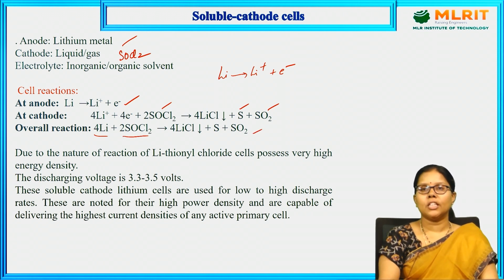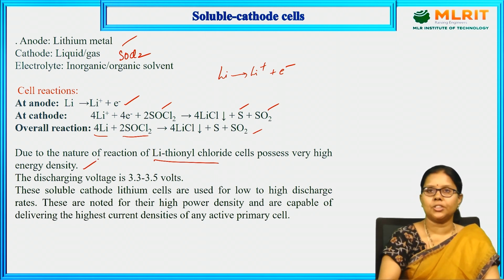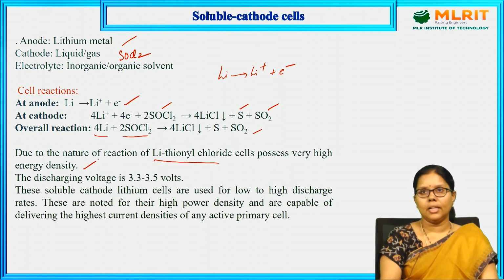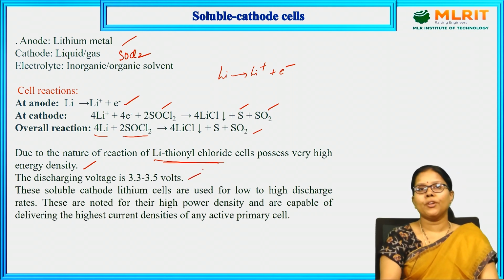Due to the nature of the reaction between the lithium and thionyl chloride, cells possess very high energy density. So, the chemical reaction between lithium and thionyl chloride improves the shelf life; the reactivity between these two shows the impact on the shelf life and storage, and its energy density. The discharge voltage is 3.3 to 3.5 volts.